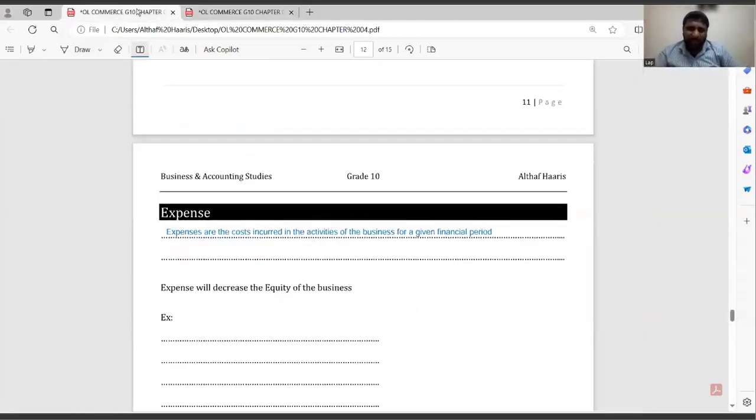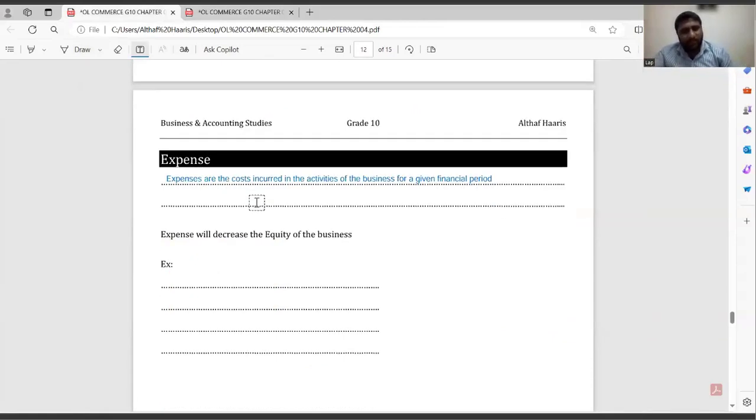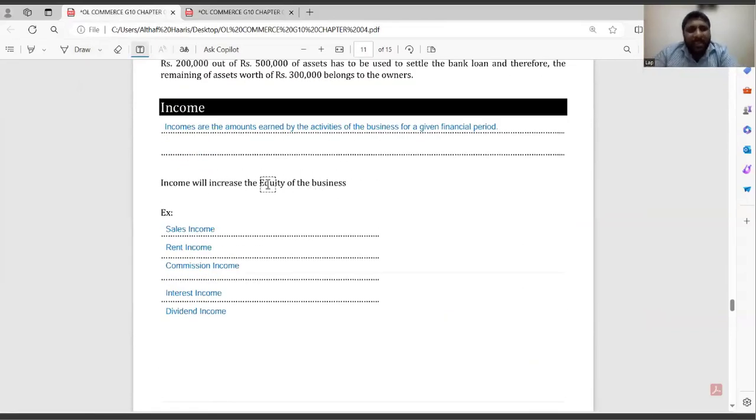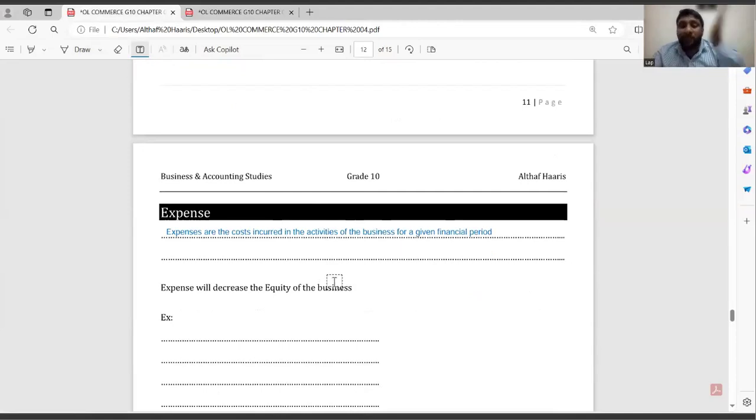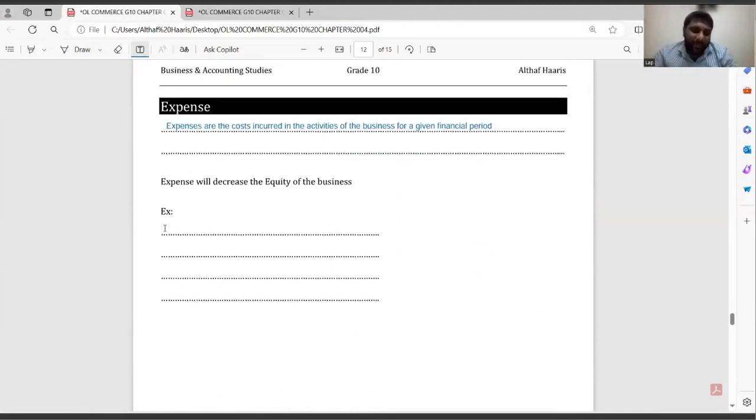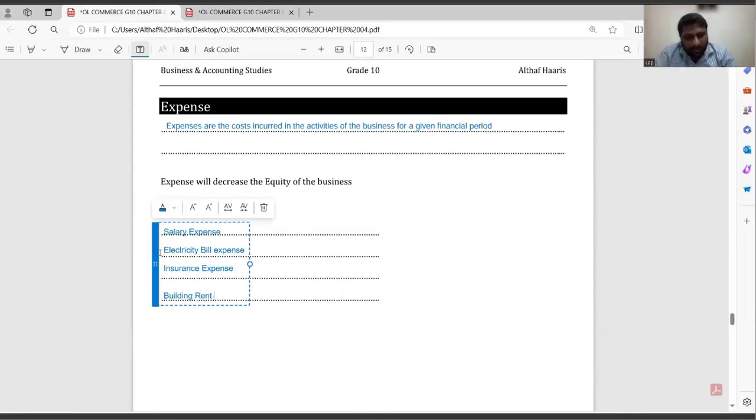So can you write a few expenses, people? Here I have given you 2 points. Income will increase the equity. Equity is the owner's portion. If the business is getting income, owners are happy. If there are any expenses, owners are not happy. Equity will decrease. How it is happening, we'll learn in the next chapter when doing the accounting equation. Write some examples: salary expense, electricity bill expense, insurance expense, building rent expense.